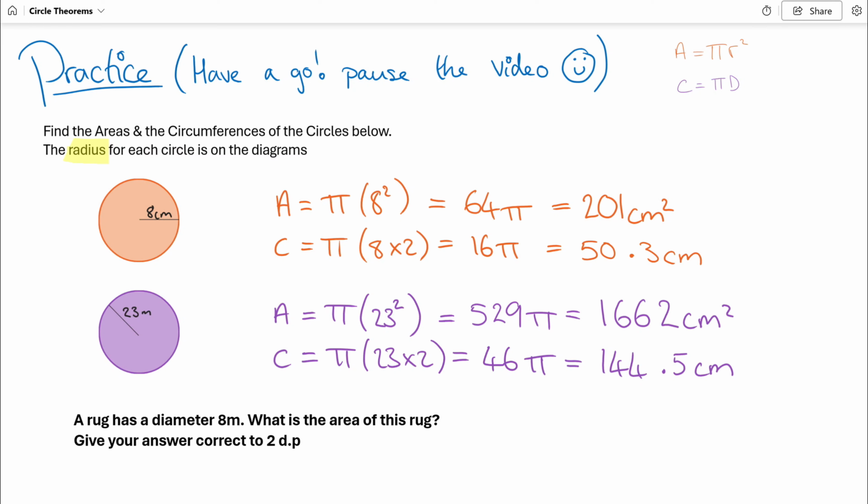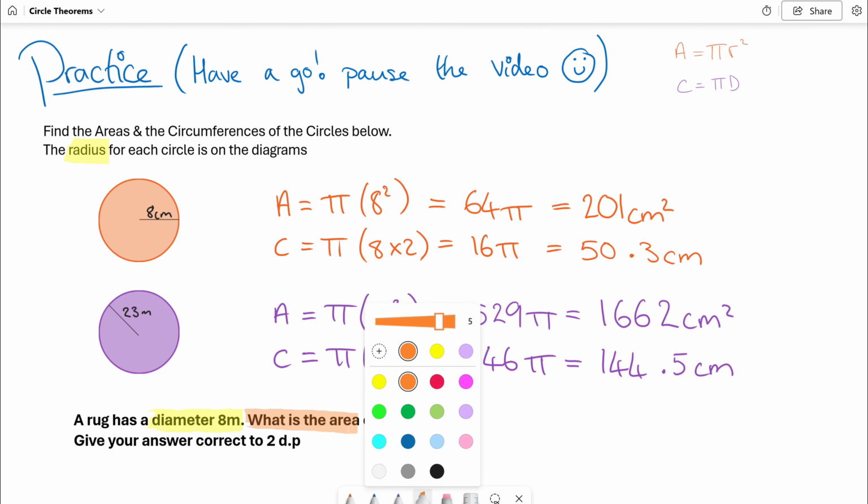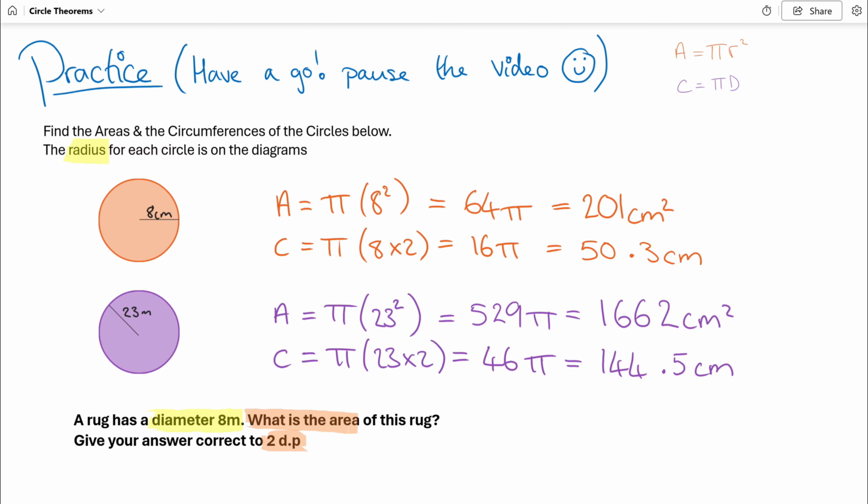Let's look at the last one. The last one's kind of like an applications question. I'm going to highlight some key facts because this is what we need to do to understand what the question's asking us to do. So a rug has diameter 8. What is the area? So we need to find the area and give it correct to 2 dp. So now I've picked out the key facts. I can only really see diameter is 8 meters. I need to find the area. Diameter is associated with circles, so we know that this rug is a circle.